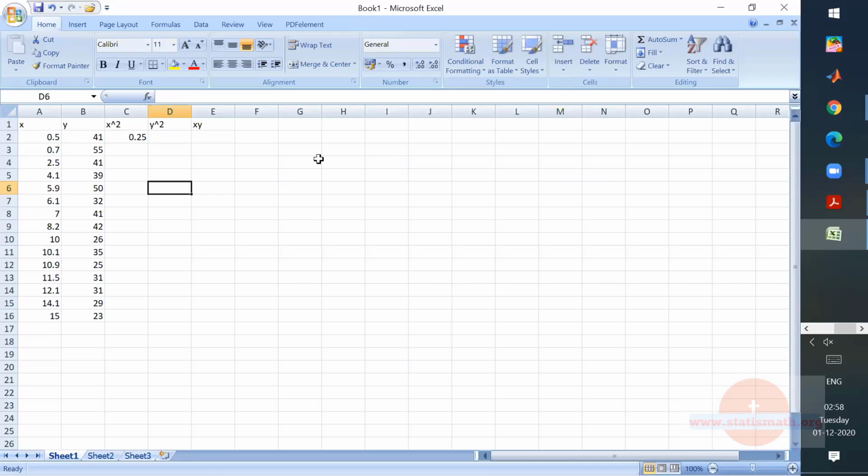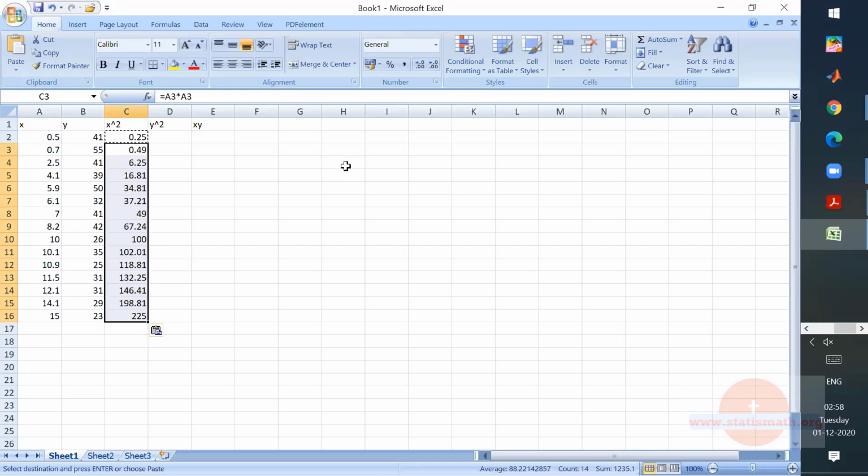Now select that cell, press Control C, then select all the other cells below and press Control V.